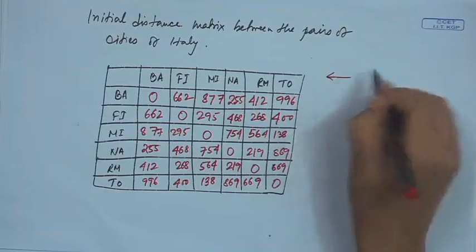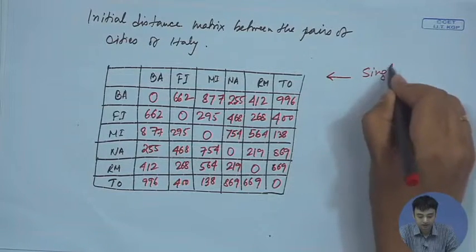Now, given this input distance matrix, we have to iteratively generate the communities based on the agglomerative clustering algorithm, using the measure of single linkage.